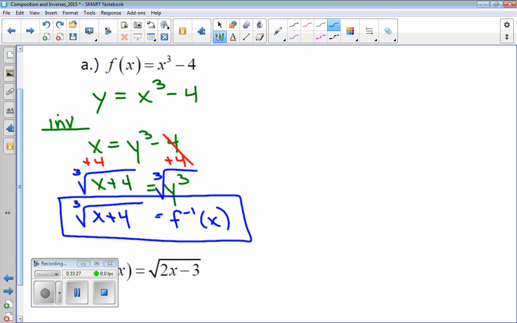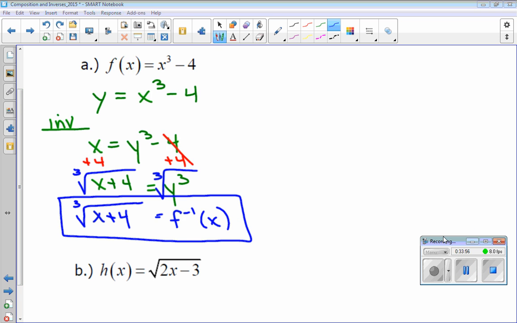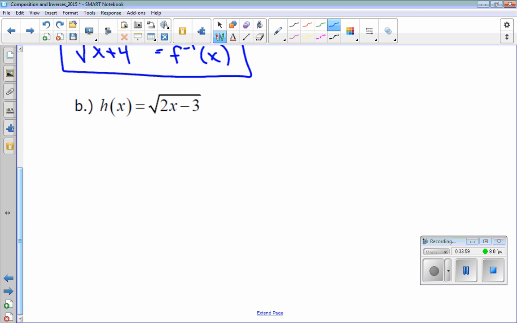Excellent job. We got rid of the 4. When I have y cubed and I want to solve for y, you just simply do the inverse, which happens to be the cube root. Very good. All right, let's try one more together. Make sure that 3 is there, by the way. That index of 3 is really important. It's not square root. It's definitely cube root. Okay? All right, last one, and then we'll talk about what's on your quiz. Or quest, or twiz, whatever you want to call it. Okay?